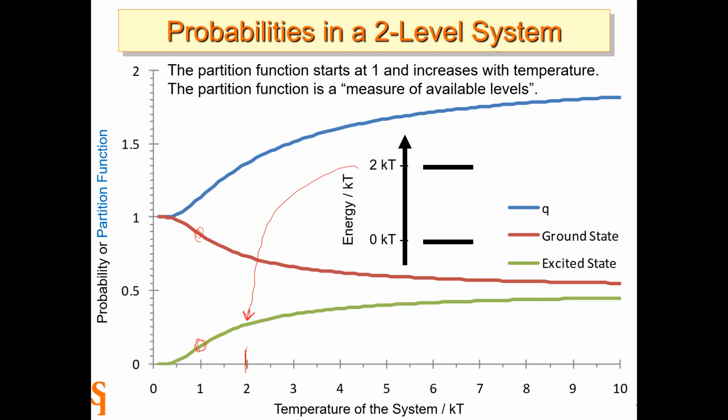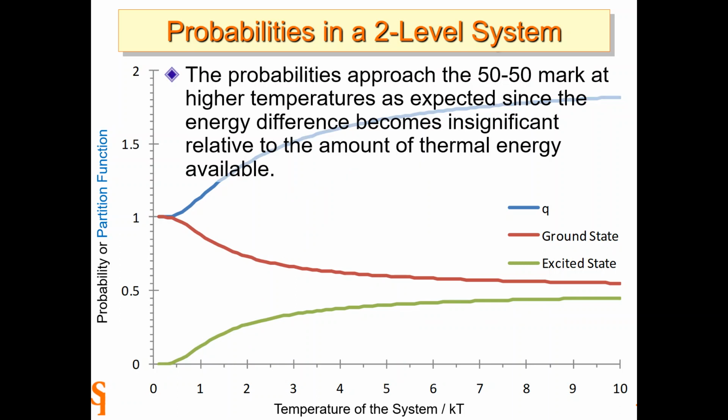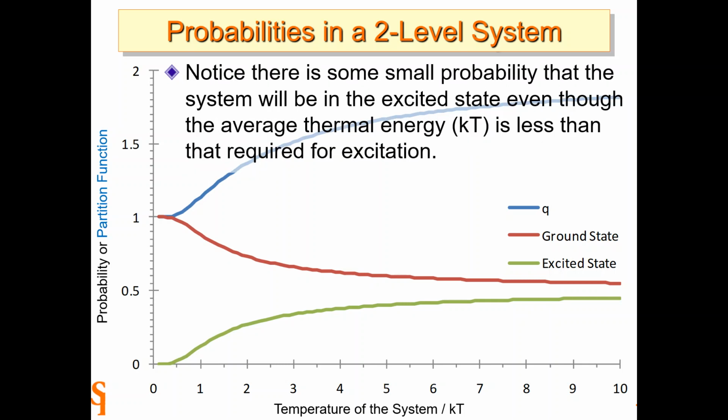And so it's just showing you that in a system, you're going to have a distribution of molecules in the excited states and the ground state. And even though it doesn't look like you have enough energy for something to be excited, you do. It's like you're hot. This is not boiling, but yet it's evaporating. Some of the molecules have enough energy to get into the gaseous state. And so the probabilities reach the 50-50 mark at higher temperatures as expected. And then there's some small probability that the system will be in the excited state, even though the average thermal energy is less than that required for excitation.